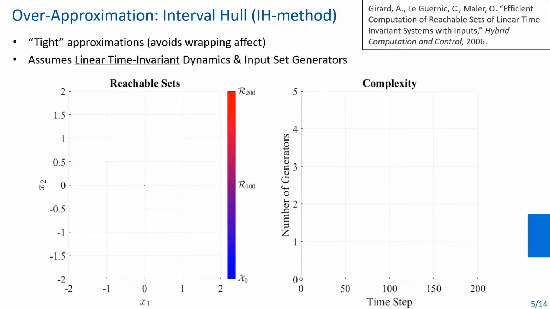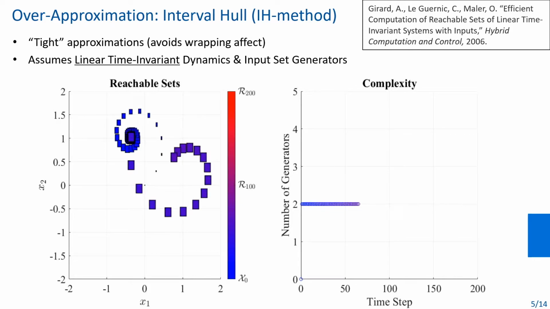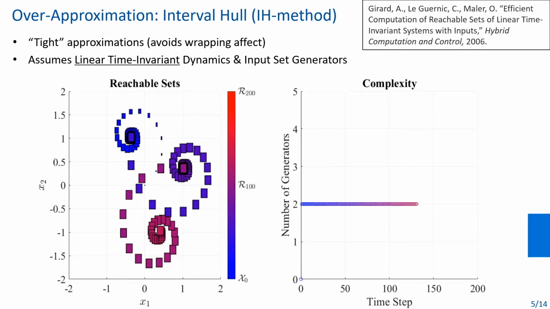The interval Hull method leverages sequences to make interval Hull approximations of reachable sets that are tight, meaning that no smaller interval Hull exists that would contain the reachable sets. The wrapping effect is avoided, but at the cost of assuming time-invariant dynamics and input set generators.